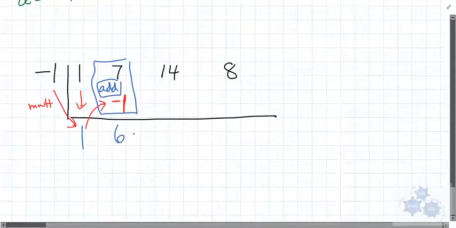Now that represents one complete cycle. So what have we done? Multiplied, put the answer there, added, put the answer there. That's one complete cycle. Now we do everything over again. So you go -1 times 6, and you put the answer right here.